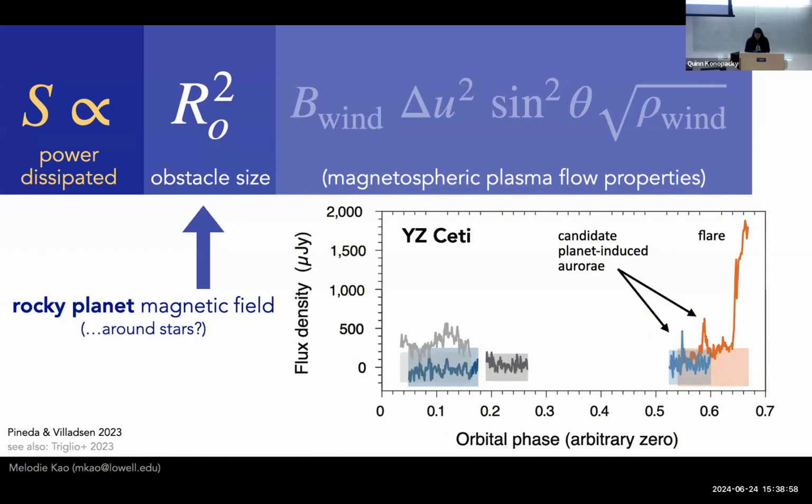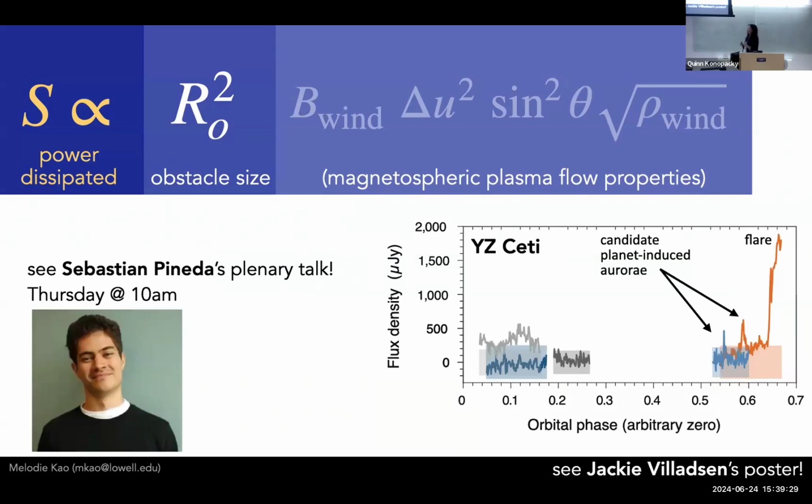In the meantime, while he's working on that, many other teams are trying to find examples of star-planet interactions from systems with known planets. I think that the best candidate so far would be the YZ Ceti system that Sebastian Pineda and Jackie Villadsen published just last year, where they're showing some tantalizing evidence of perhaps orbitally phase-aligned radio flares. I won't say anything more than that, other than that Sebastian has a very exciting plenary talk on Thursday, so please go. And Jackie also has a poster up, so please see her poster.